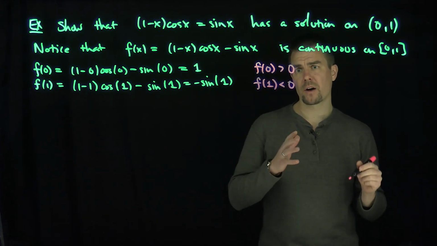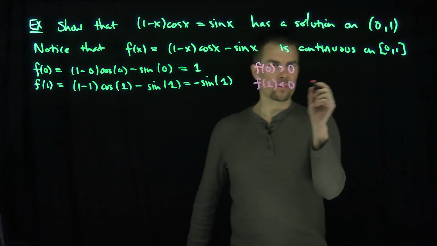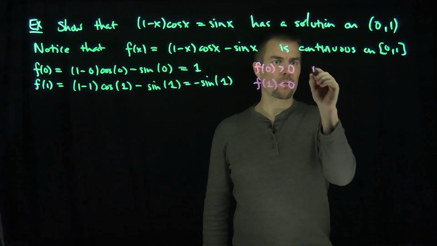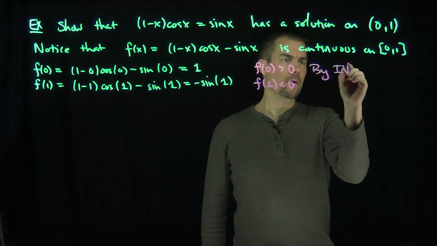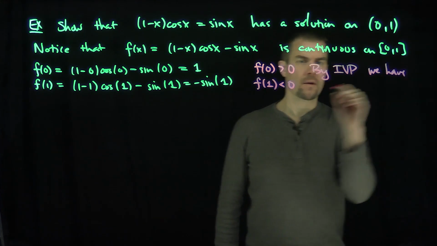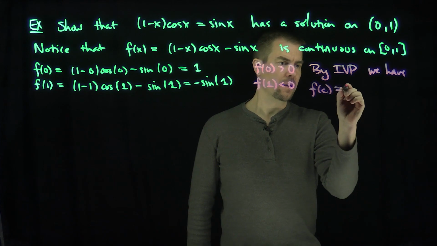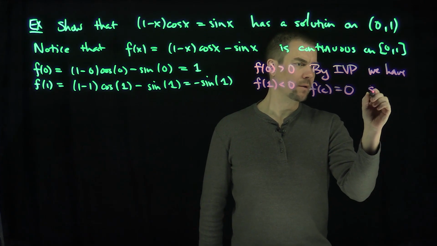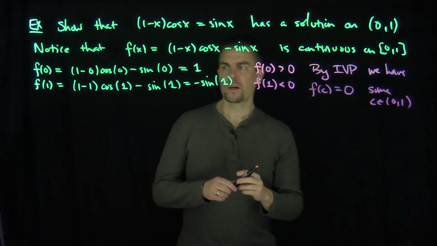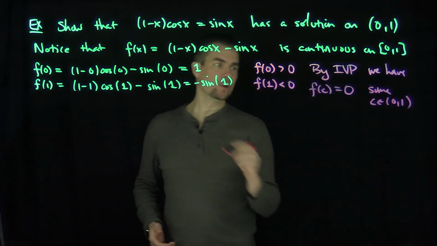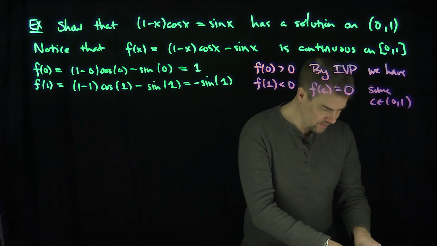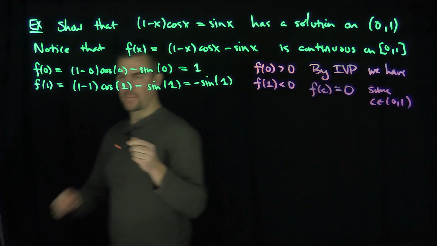And so by the intermediate value property, between 0 and 1, the function starts above 0 and goes below 0. So by the intermediate value property, we have f of c is equal to 0 for some c in the open interval 0 to 1, and that value of c is going to be a solution to this equation. So that's an application of the intermediate value property. Let's see one more example of this.